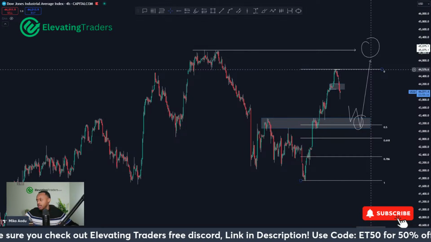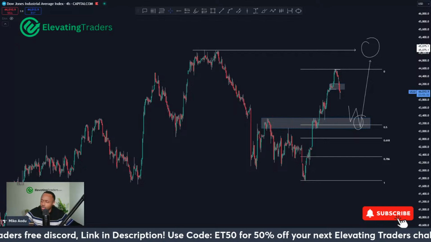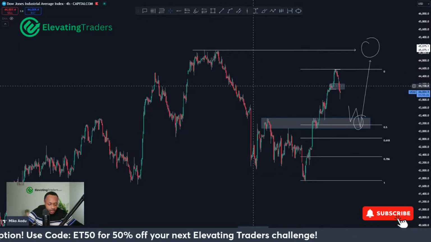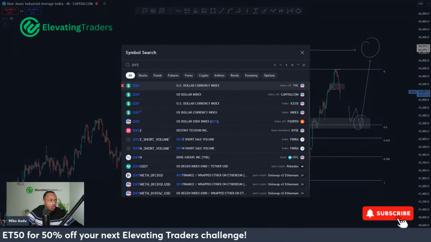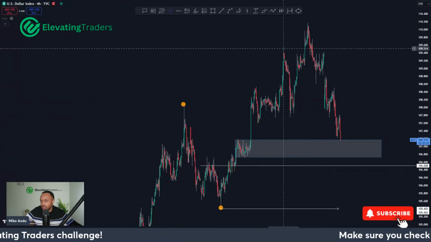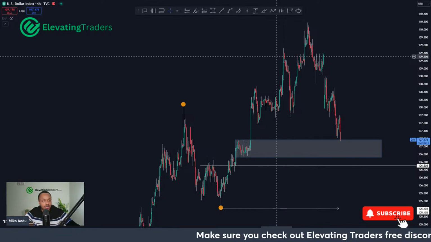Let me go through the DXY for Lauder and take a look at the DAX for Morgan as well. So DXY, is it a pullback or is it a reversal? Yeah, that's always the question when you do see price move opposite to the trend. You're always thinking, is this a pullback or is this a reversal?